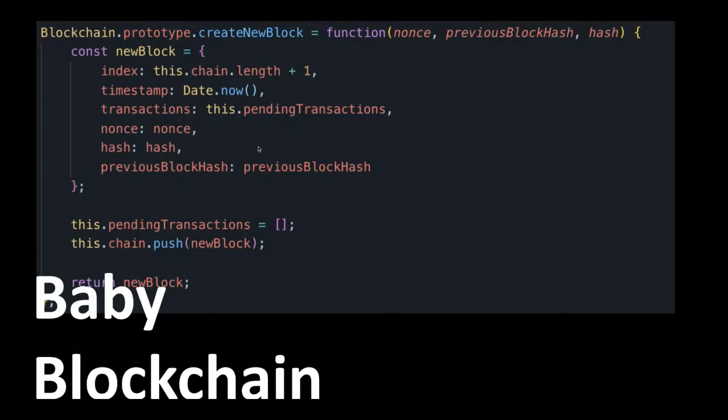But you can see over here, obviously this is not what an actual blockchain would look like, but our block contains an index, timestamp, all the transactions, a nonce, a hash, as well as the previous block's hash.